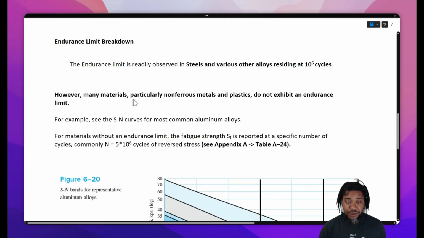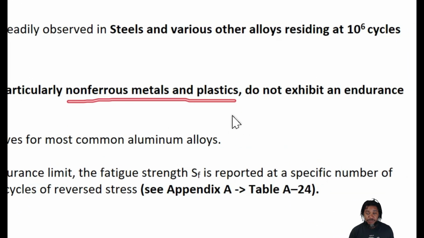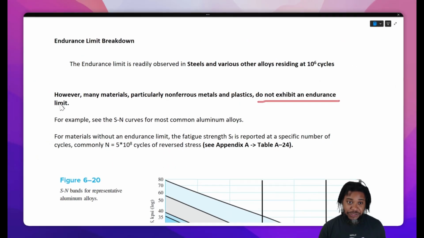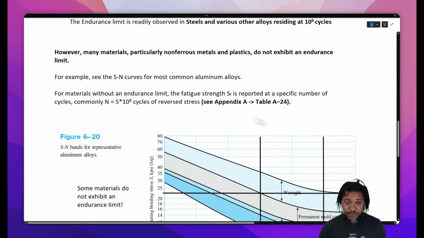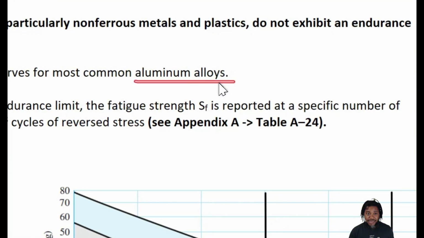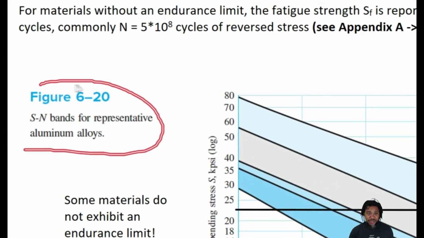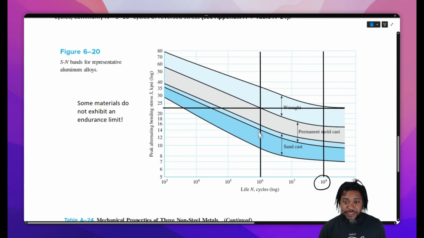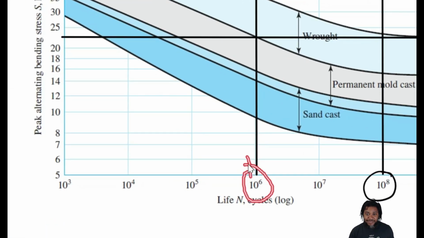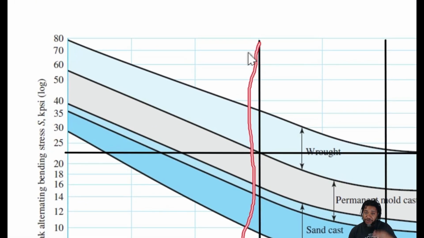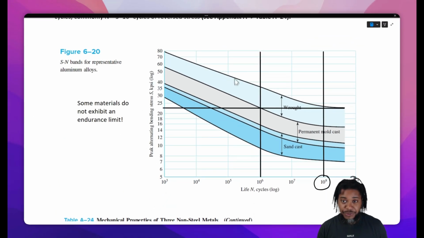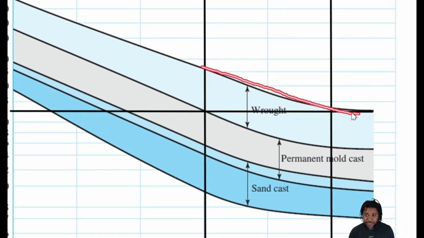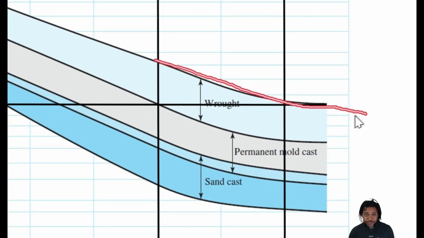Now, we mentioned that for steels and other alloys, that endurance limit sits at 10 to the 6 cycles. However, for many materials, particularly non-ferrous metals and plastics, they do not exhibit a sharp endurance limit. For example, we're going to look at some plots for aluminum alloys. So here is an example of some different aluminum alloys. And when we look at these alloys, at 10 to the 6 cycles, we don't have that sharp knee. We don't have our endurance limit. In fact, we have a gradual transition that continues to decrease.